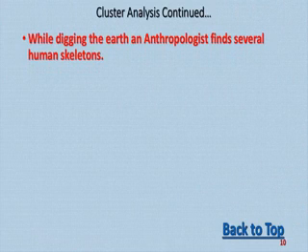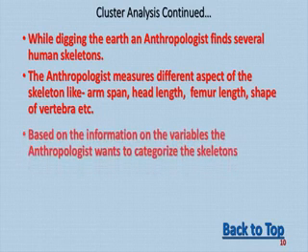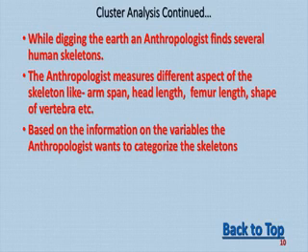While digging the earth, an anthropologist finds several human skeletons. The anthropologist measures different aspects of the skeletons like arm span, head length, femur length, shape of vertebra, etc. Based on the information on the variables, the anthropologist wants to categorize the skeletons. So the anthropologist is digging somewhere, and there he found under the ground several human skeletons.